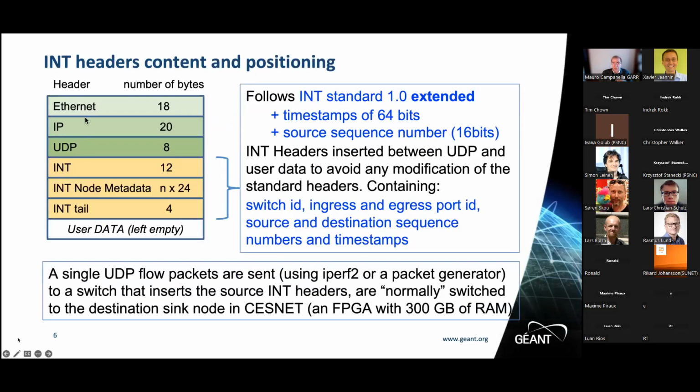Just a brief recap: you have a usual packet with Ethernet, IP, UDP. Then you add the INT information, about 40 bytes. And then you have user data, which is empty, but it can be padded by 20 or 1,000 bytes. We will see, just to try different packet sizes. We followed the INT standard 1.0, and we extended the INT standard with larger timestamps so that we can have compatible timestamps between the different platforms, and sequence numbers.